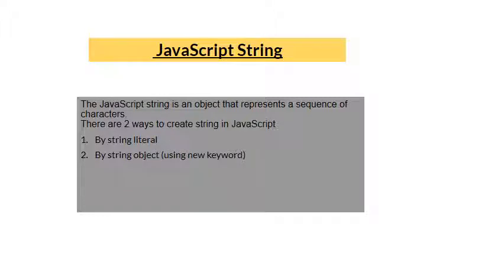Today we will see JavaScript string. The JavaScript string is an object that represents a sequence of characters. There are two ways to create a string in JavaScript. One is string by literal, and the other is by string object using the new keyword. Let us discuss one by one.